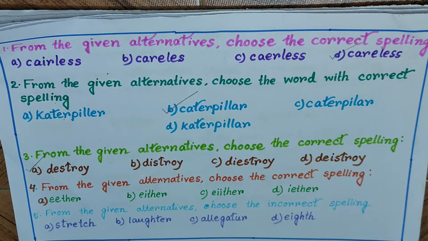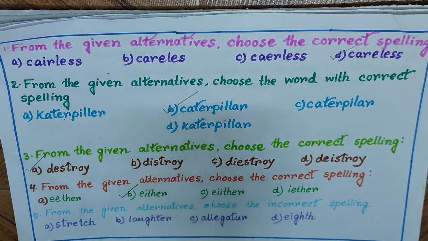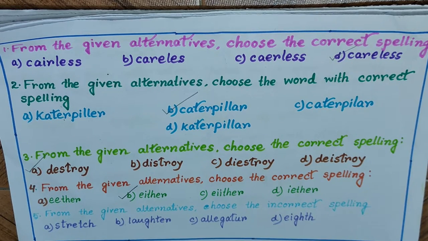Question number 4. From the given alternatives, choose the correct spelling. Same or similar type of question, and the options are A, B, C, D. Among these, we are talking about the spelling of either. So the spelling of either is E-I-T-H-E-R. Some of us also say either. So this is the right answer for either or either.